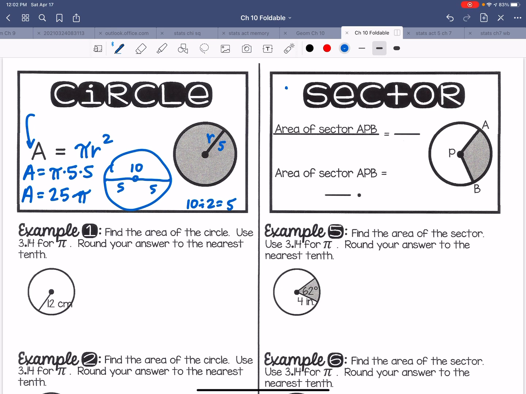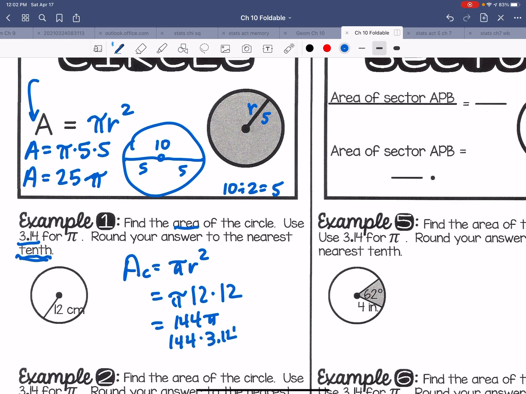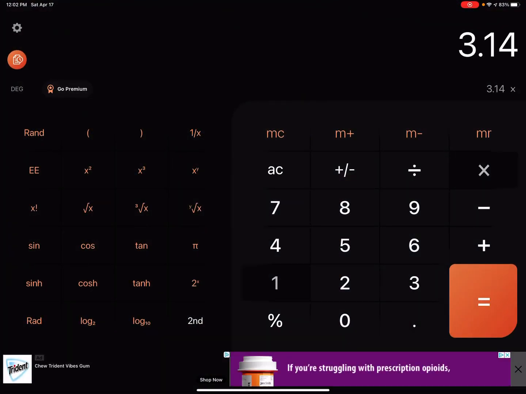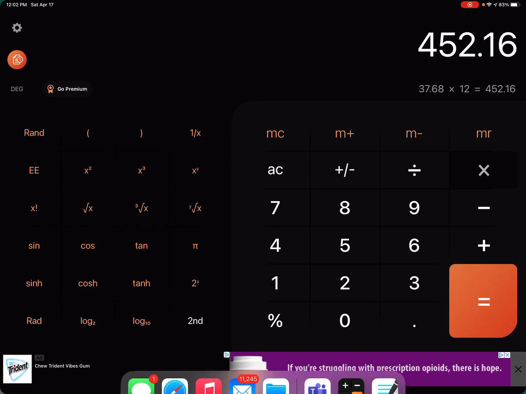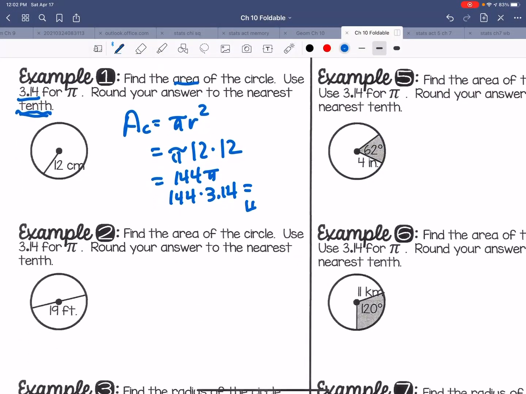Now we would leave it like that unless they told us to go ahead and multiply or round, and it looks like they did. So we're going to multiply things out and round to the nearest tenth. So it says find the area of a circle. The area of a circle is pi r squared. So that would be pi times 12 times 12, or 144 pi. They've asked me to use 3.14, so I will, and round to the tenth. So 3.14 times 12 times 12 is 452.16, round to the nearest tenth, so 452.2 centimeters squared.